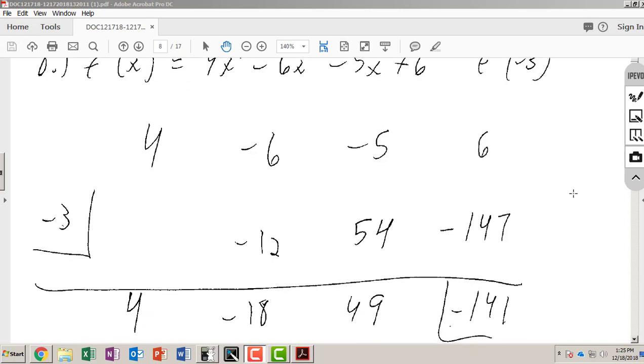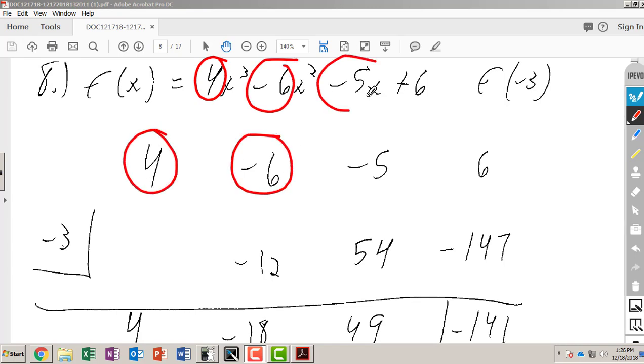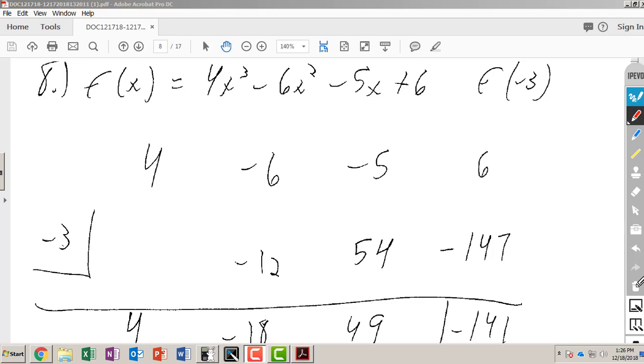To do your synthetic division, again, write down your coefficients. Here's your first coefficient, which is 4. Then your second one, which is negative 6. Then negative 5, and then positive 6. Now we're going to substitute negative 3 into our synthetic division. Remember, this is already in answer form, so you don't change the negative 3. We just put it into our box as negative 3.